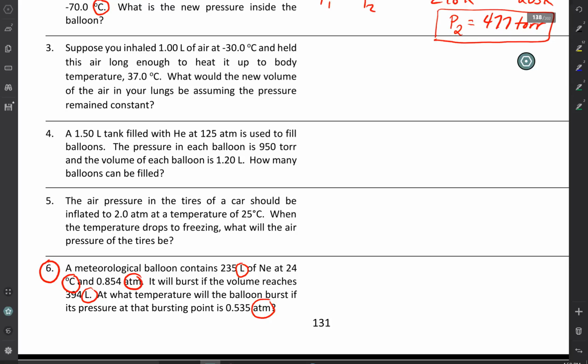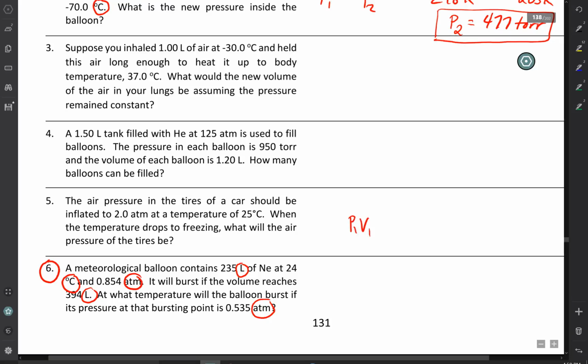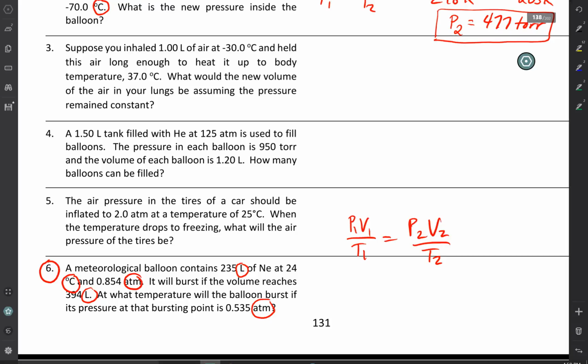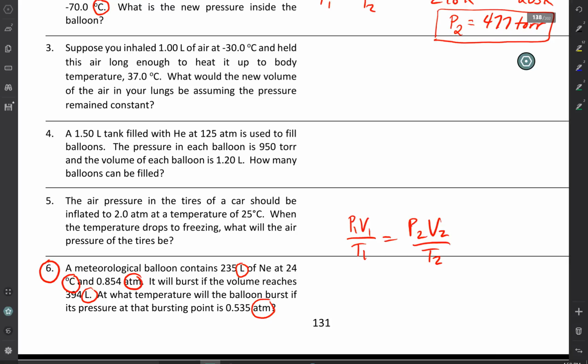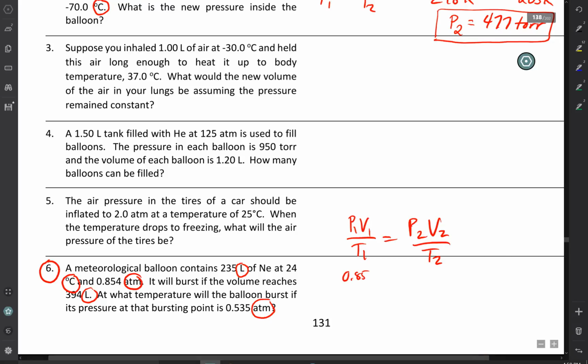I'm going to start writing up here a little bit just so I have more space. P1V1 over T1 is equal to P2V2 over T2. It was pretty nice here, and I gave you things in the same unit. So for example, the volume of both V1 and V2 is in liters. Pressures in atmospheres, that's going to make life a little bit easier. So my first pressure is 0.854 atmospheres, and the first volume is 235 liters.